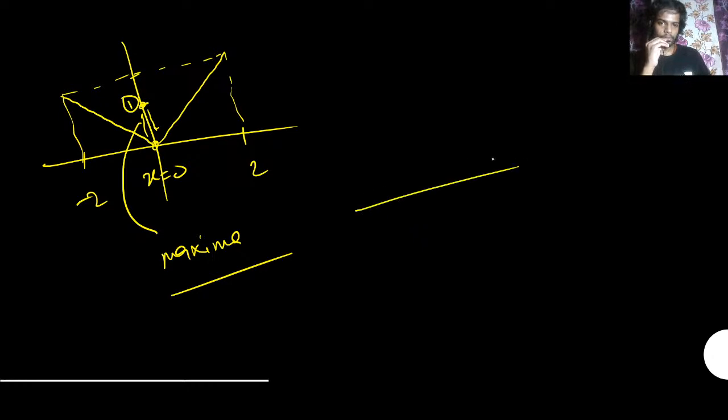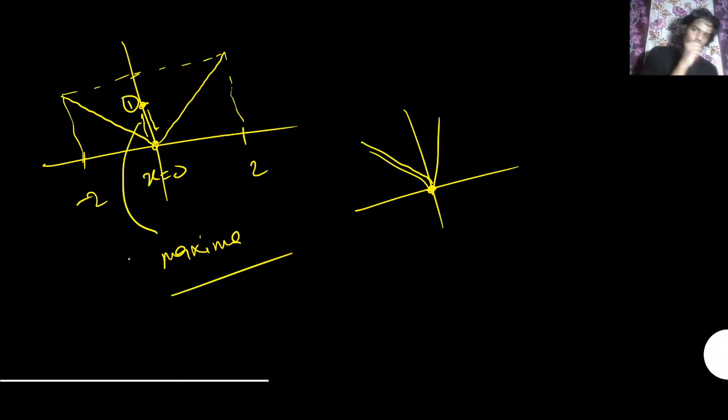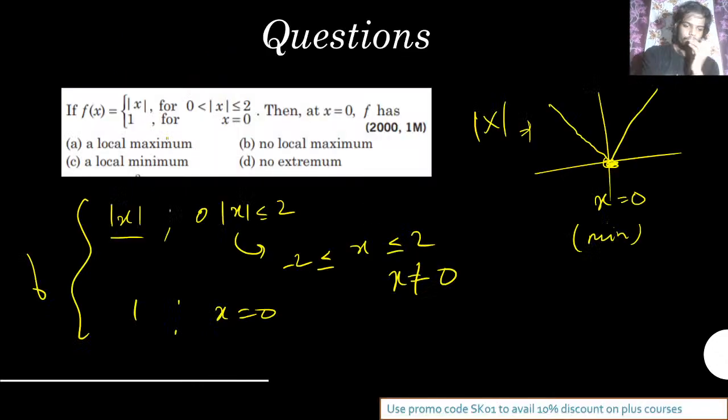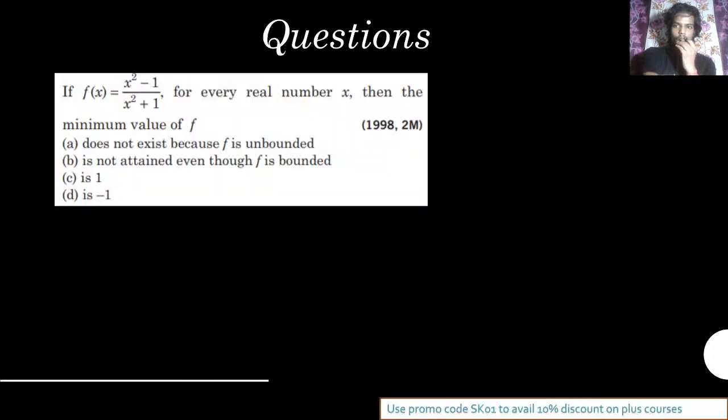So this is a good thing. Modulus function on its own will have a minima, but now the function has been modified to actually look like a maxima. Okay, fine. Because for a maxima, the function has to increase then decrease. So in this question, the function first increased and then decreased. So you will have a local maxima. Option number A. Option A. Let's move on to the next question.